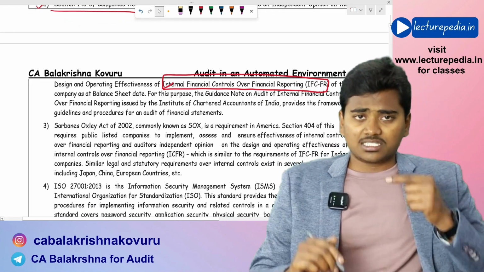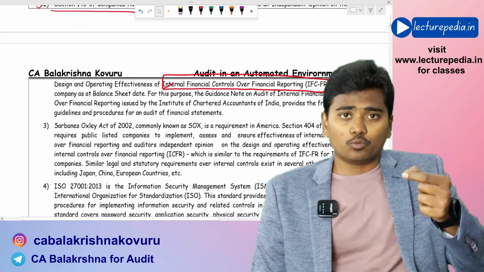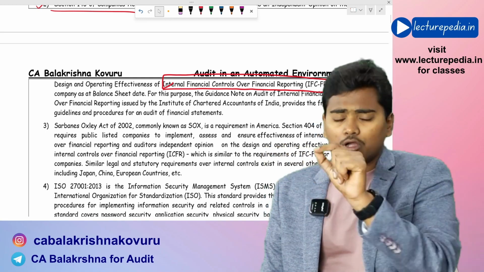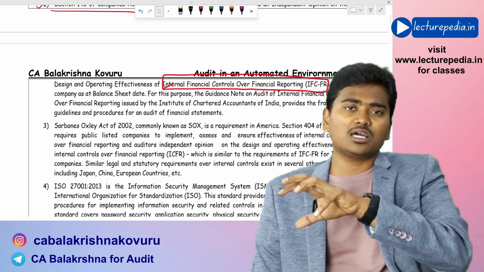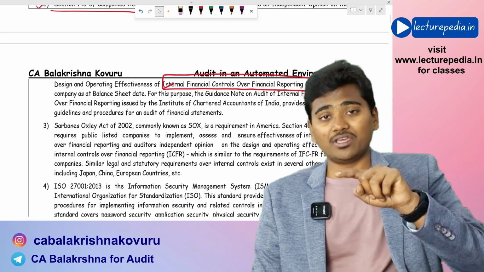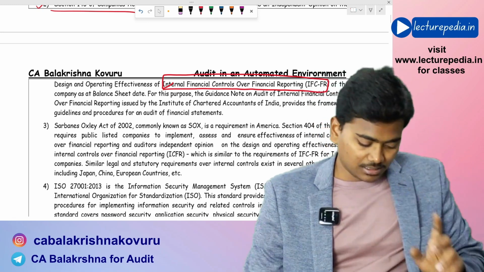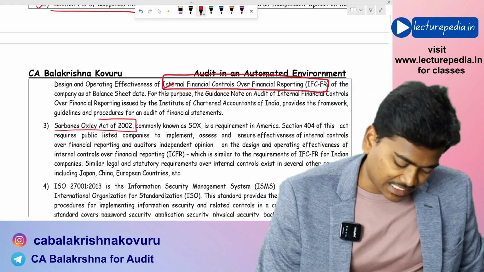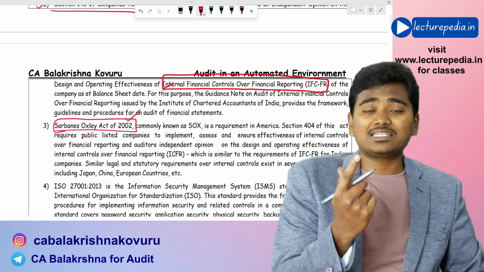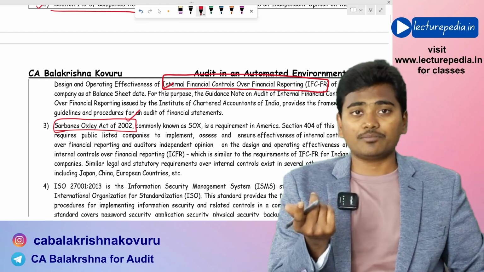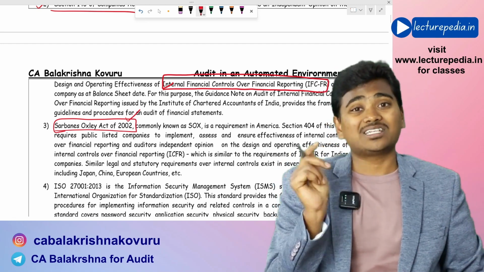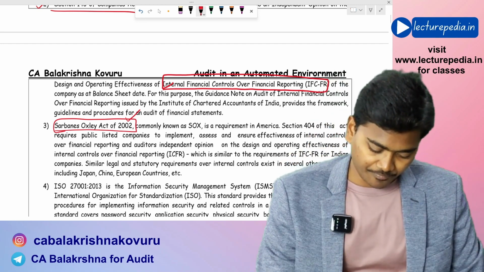In the same way, in India, as per section 143, the auditor needs to give his opinion on the internal financial control over financial reporting process as per Companies Act. In the same way, in America, there is Sarbanes-Oxley Act. As per this act, in the listed American entities, the auditor needs to give his opinion on the internal financial controls or financial reporting process of those entities.